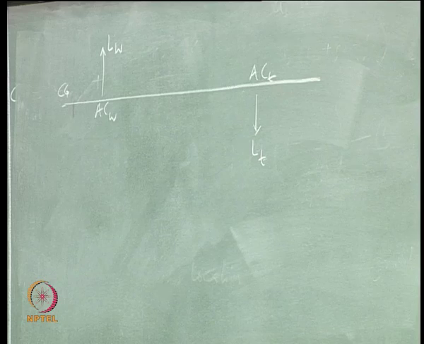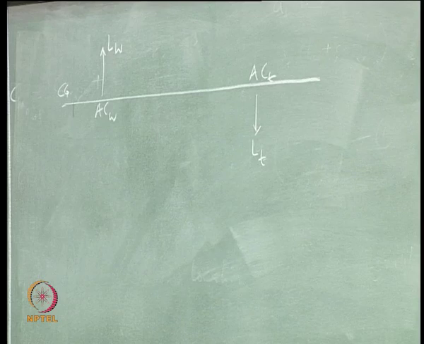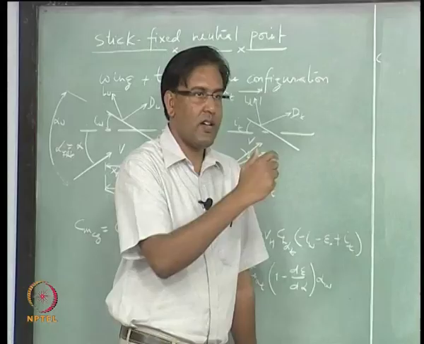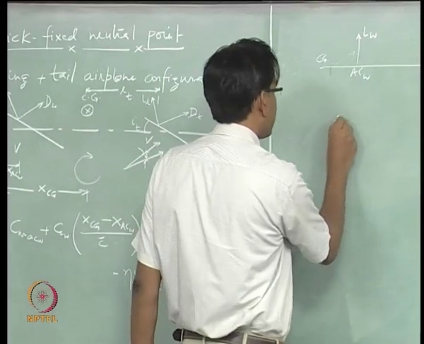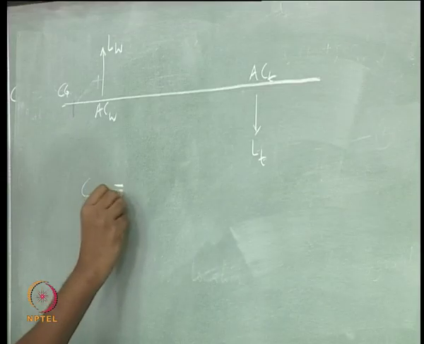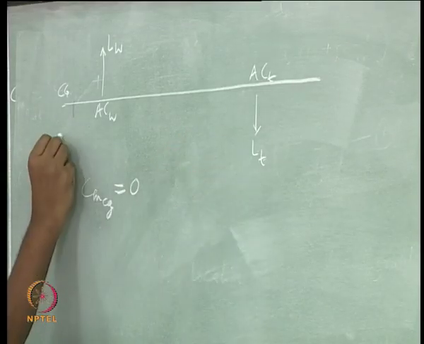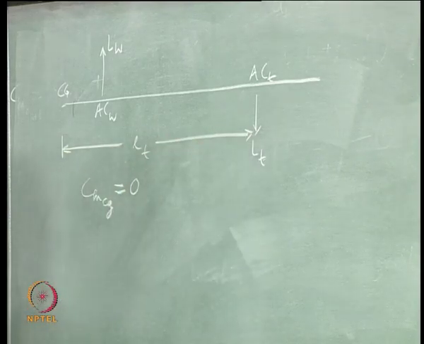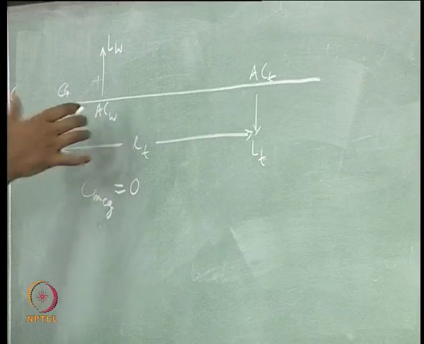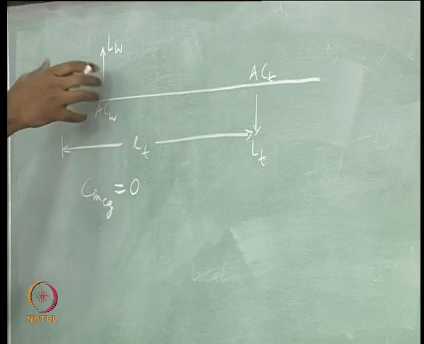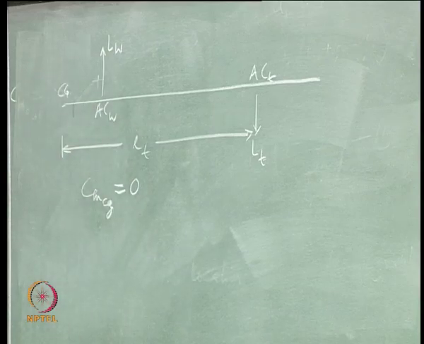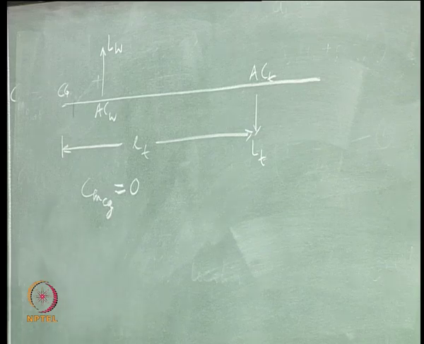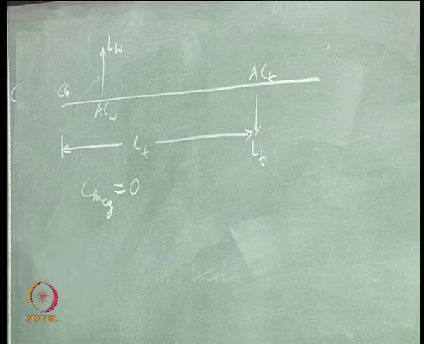Now, the question is whether you want that or not. So, CM CG can now be maintained at 0, because this destabilizing effect can be compensated by the stabilizing effect of the wing, right. When the CG is lying ahead of the AC, then you are going to get a stabilizing effect coming from the wing.